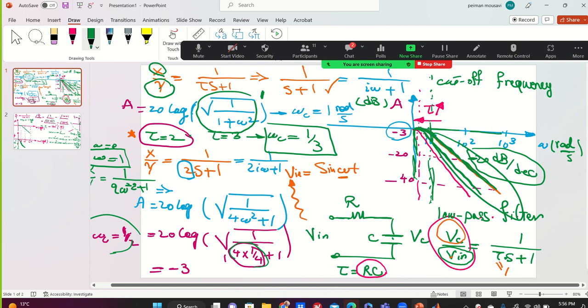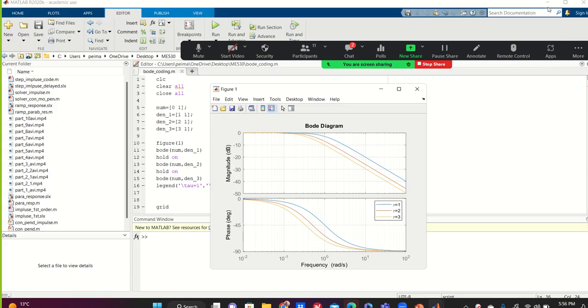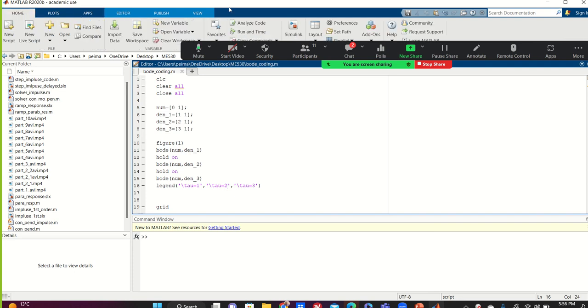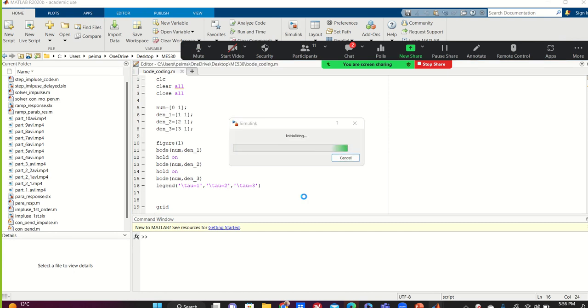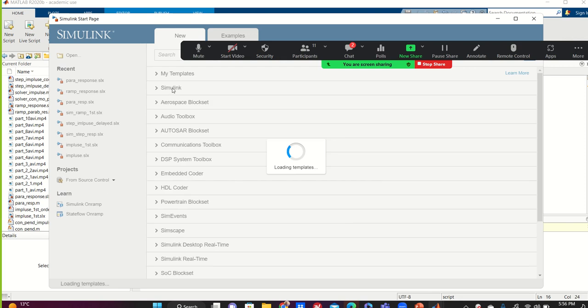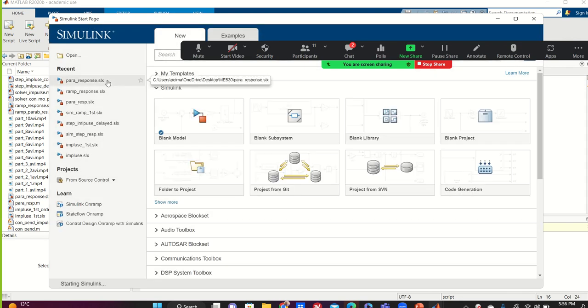Yes, exactly. So again, this is for the first order system. When I cover the second order system, I'm going to cover it. But I want to visualize this through Simulink.